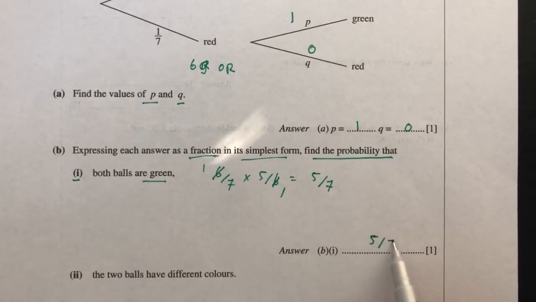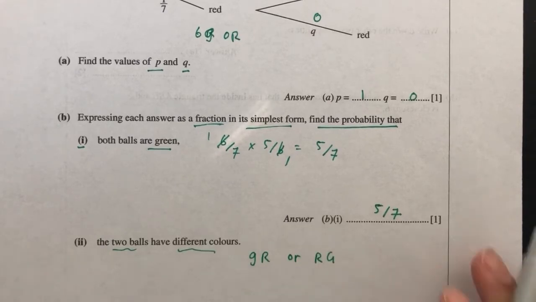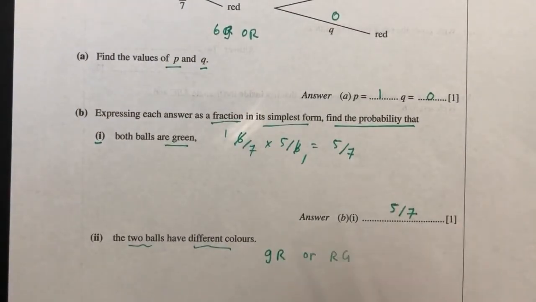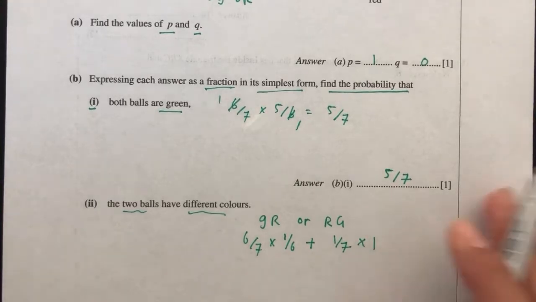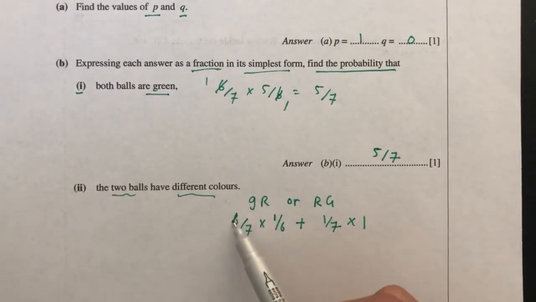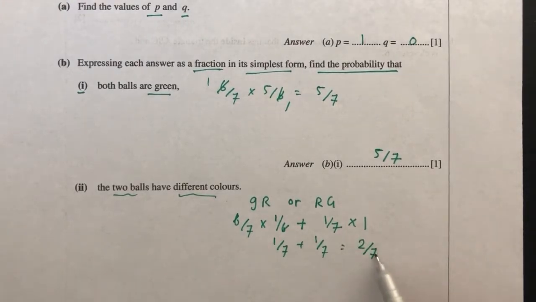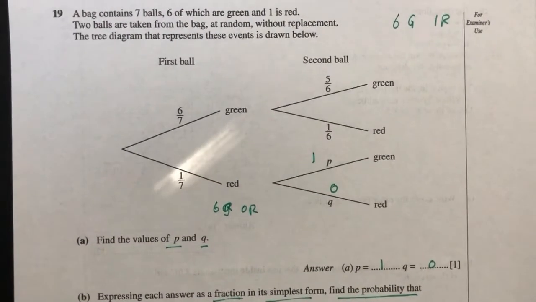So 5 over 7. Now part B, the balls have different colors. So it can be green, red, or red, green. Let's do the first one. Green, red will be 6 over 7 times 1 over 6, or plus, red, green is 1 over 7 times 1. So simplify, what do we get? The 6 cancels, we get 1 over 7 plus 1 over 7 becomes 2 over 7. So your answer for part 2 will be 2 over 7. And that is question number 19.